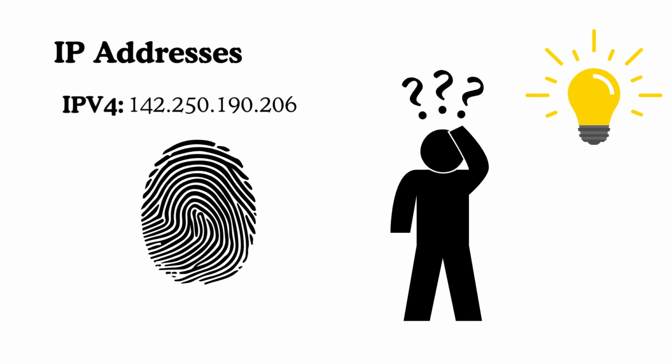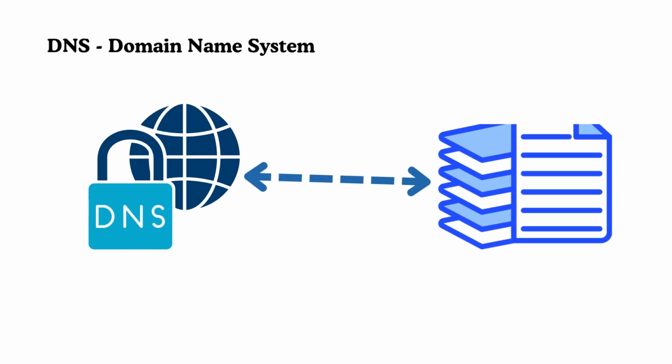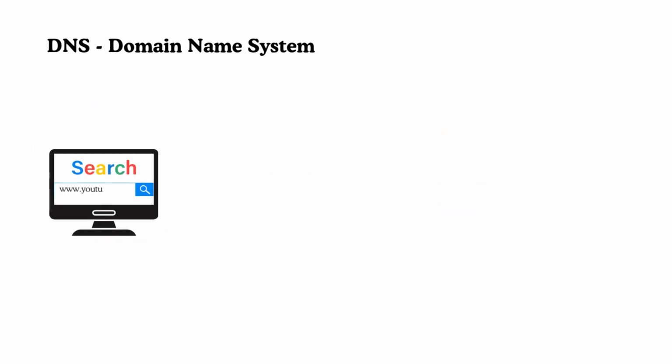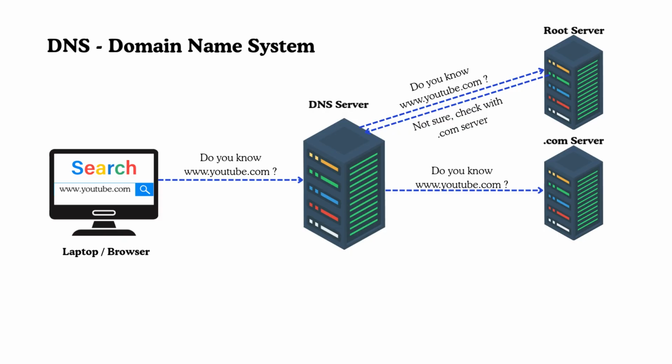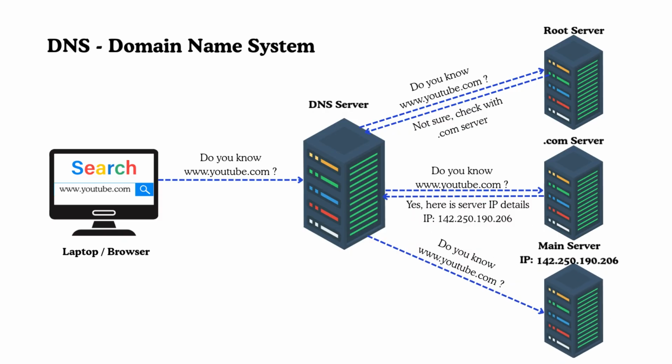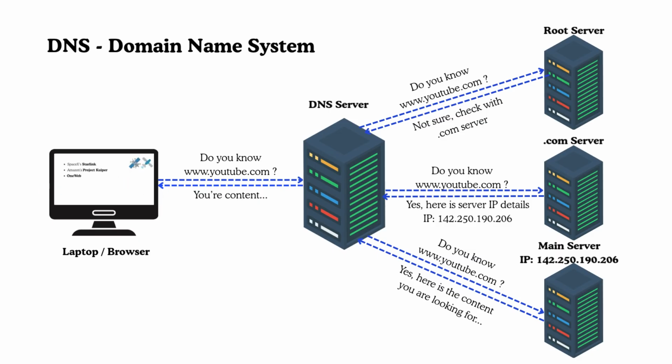So, the internet came up with a solution, DNS, which stands for Domain Name System, the phone book of the entire internet. When you type youtube.com in your browser, your computer asks the DNS, what is the IP address of this name? The DNS immediately replies, 142.250.190.206. Now, the browser knows exactly where to send the request.